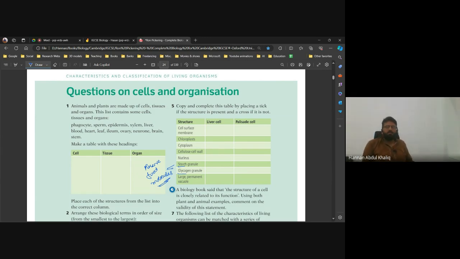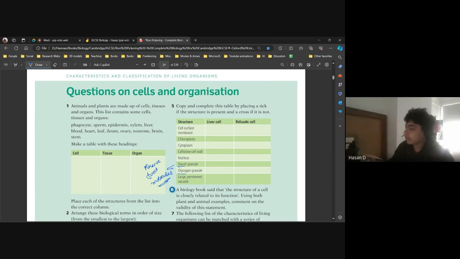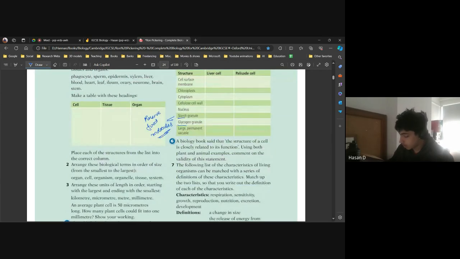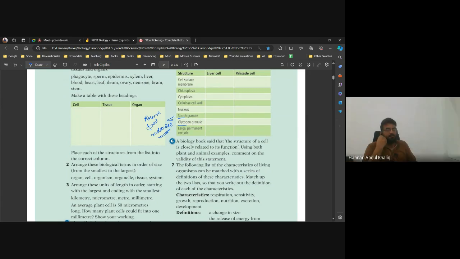I might have told you about the starch in case of chloroplast. If you go to the chloroplast, you will find starch granules there, but we haven't discussed anything about the glycogen, so that is not a problem here. Now, large permanent vacuole. I remember that the liver had a vacuole, but it wasn't large. So I just put no for liver cell and yes for palisade cell. Yes, you are right. Liver might have a very temporary vacuole. It means it is not permanent and it is very small, so it is not large. That is why it would be a cross for liver.